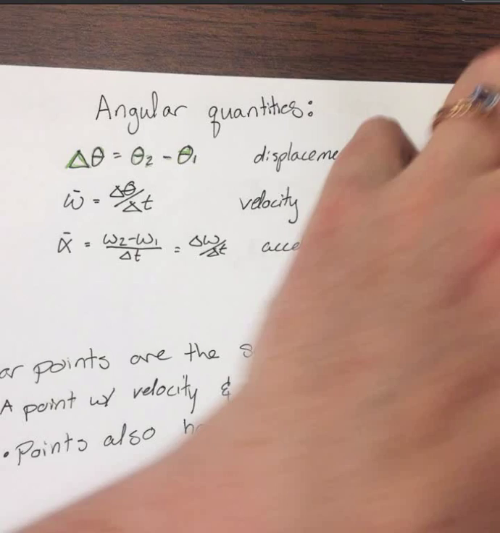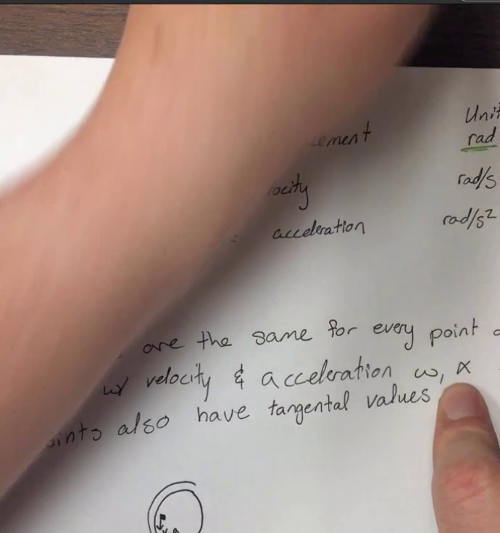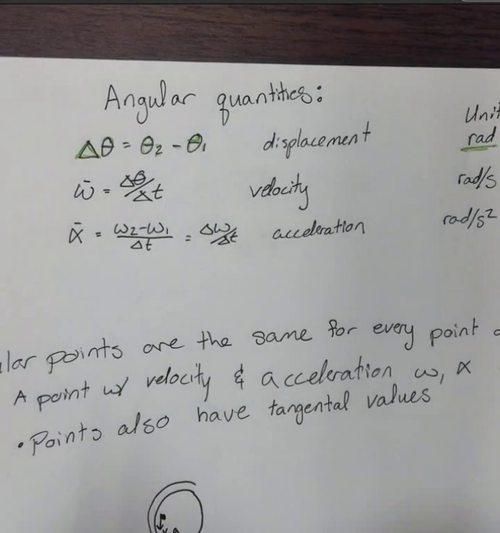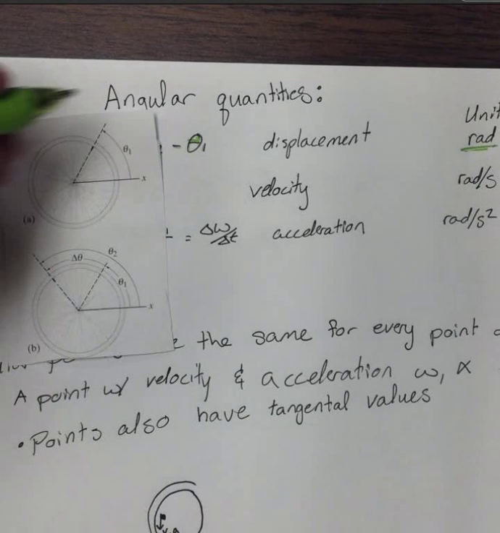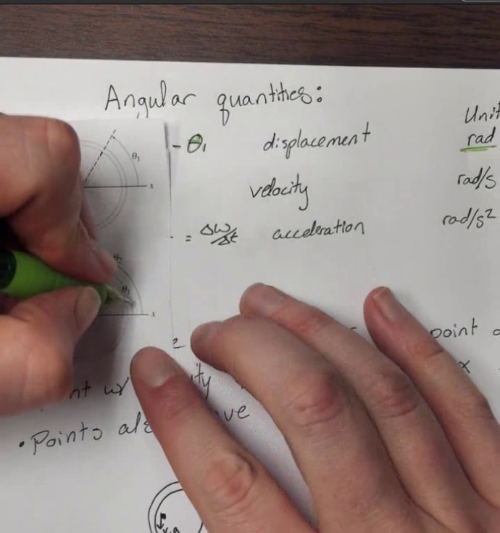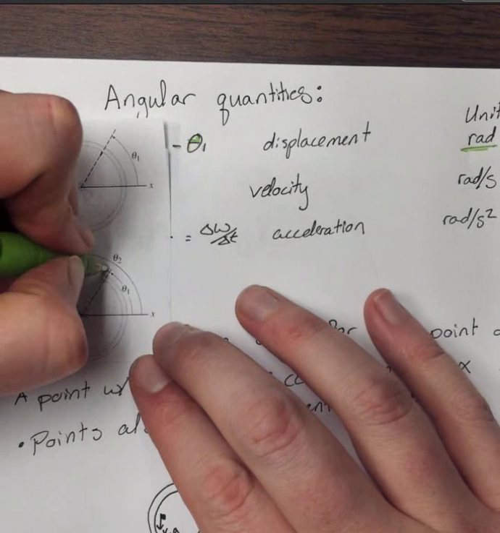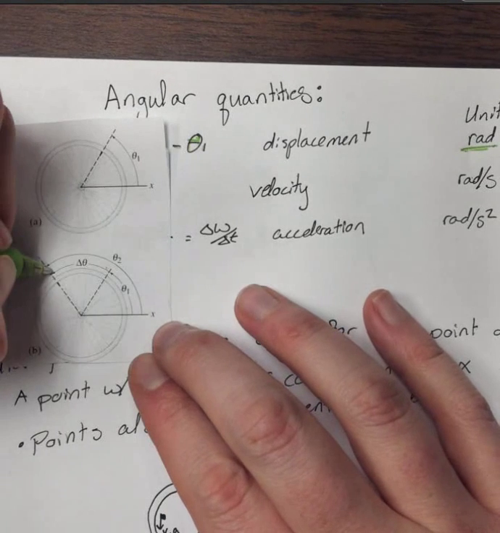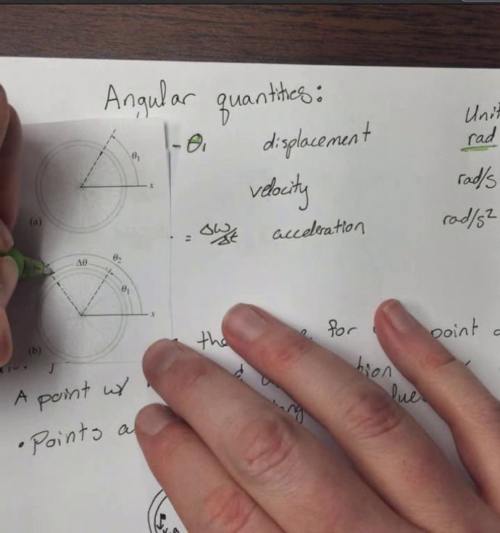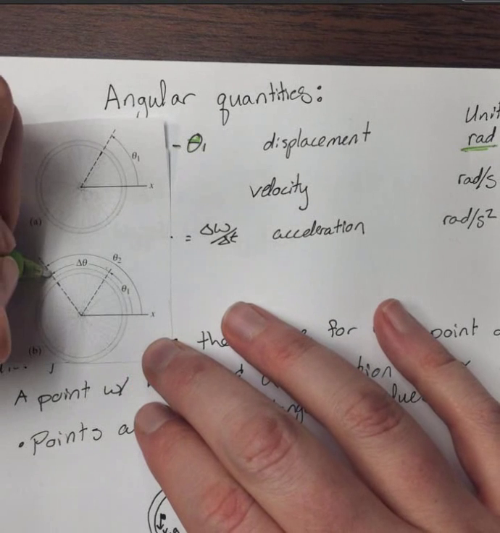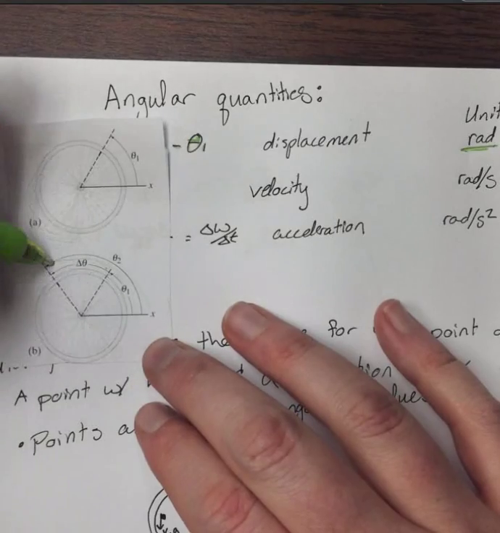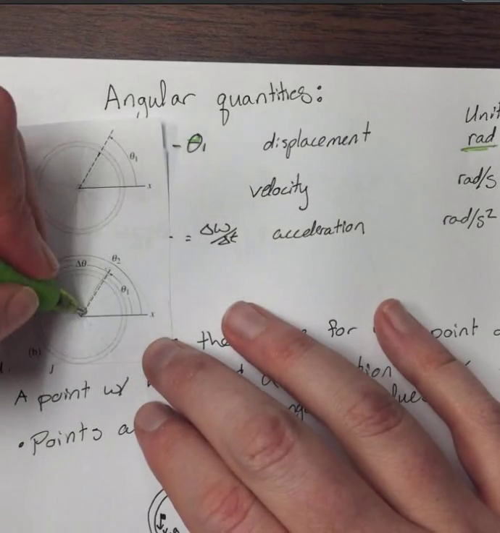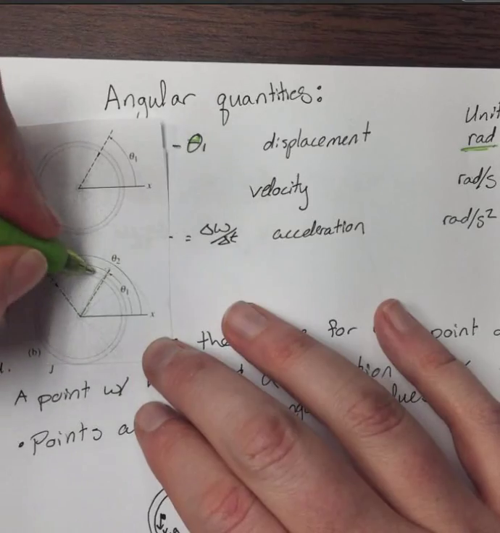All right, and that's really convenient because looking at an object with rotational motion, if this is theta 1 and this is theta 2, then the change in position would be the change from here to here. So this is your delta theta.